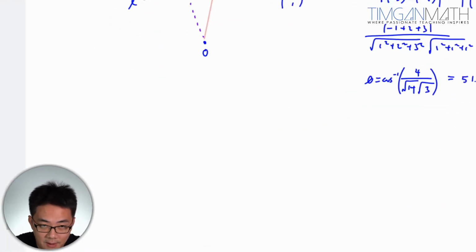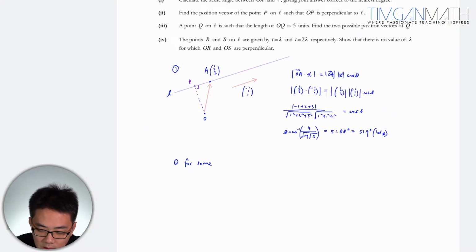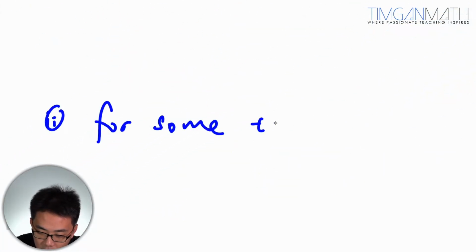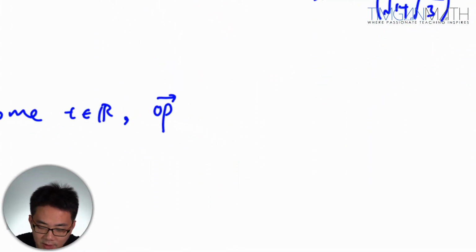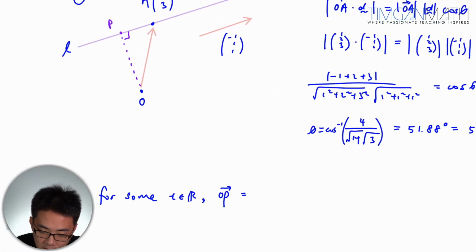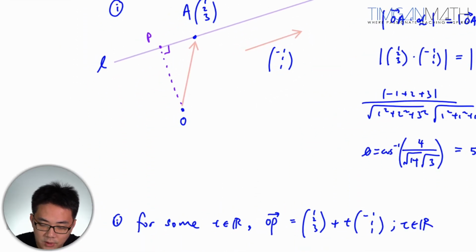So we know that for some T, real value, OP will take the line equation because it's on the line. So it will satisfy the line equation. And this would be (1, 2, 3) plus T(-1, 1, 1). Okay? Now, what I need to understand is this: this line equation here is like an address bar. So basically, you want to find the specific address, which is the T, which corresponds to P.